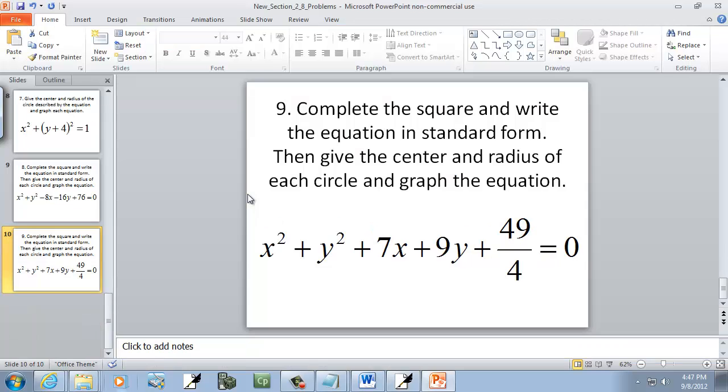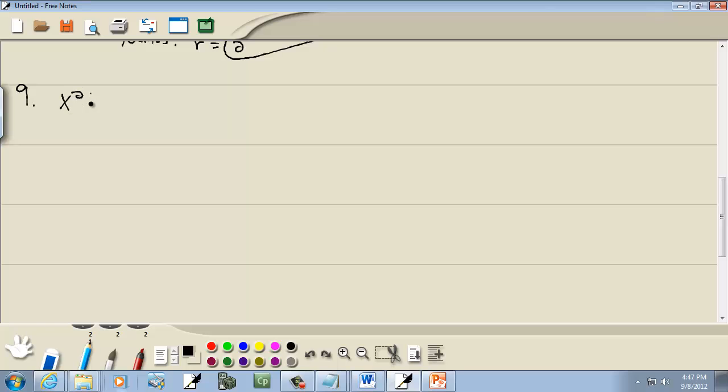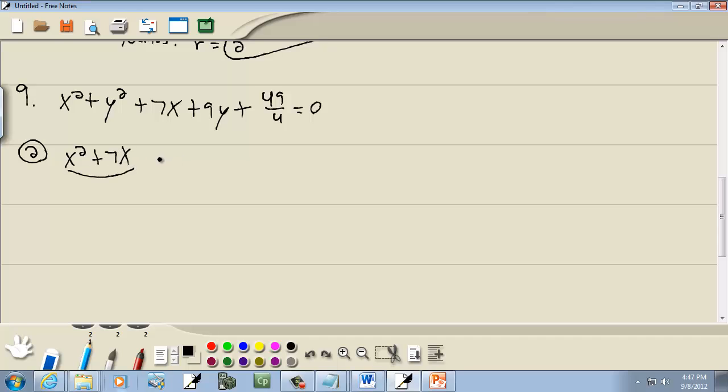Let's look at another one of those. We have x squared plus y squared plus 7x plus 9y plus 49 over 4. Now step 1 we don't have to do still. That's divide everything by the number in front of your x squared. Step 2, group the x's together. So I got x squared plus 7x. Group the y's together. So I got y squared plus 9y. And take the constant term over to the right side. So then it becomes negative 49 over 4.